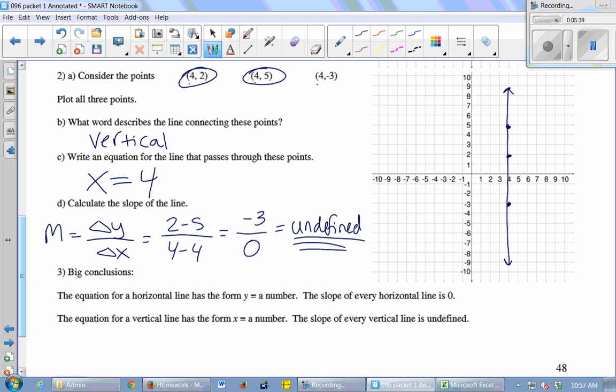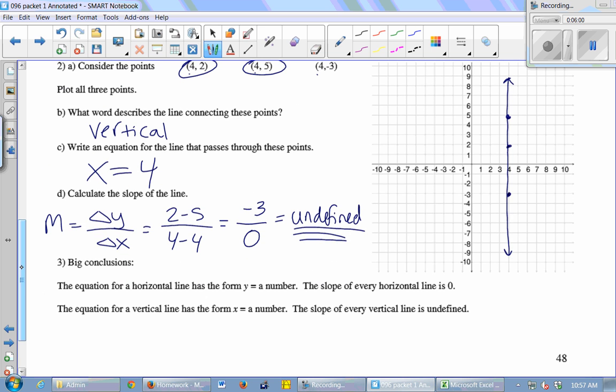The equation for a horizontal line has the form y = a number, and the slope of horizontal lines is 0. The equation for a vertical line looks like x = a number, and the slope of vertical lines is undefined. All right, let's take a little detour.